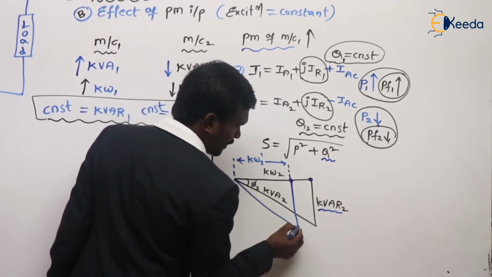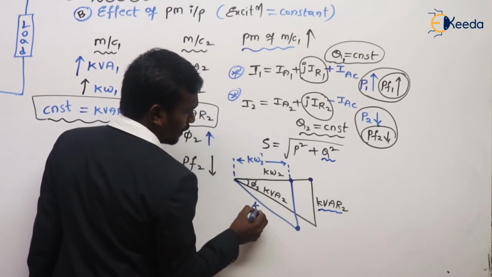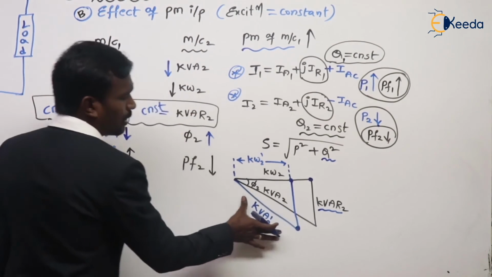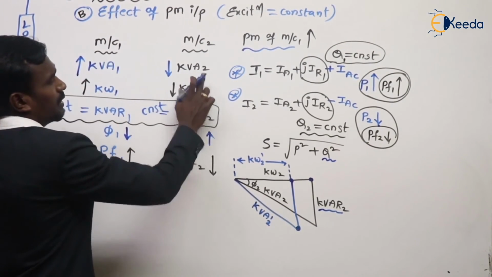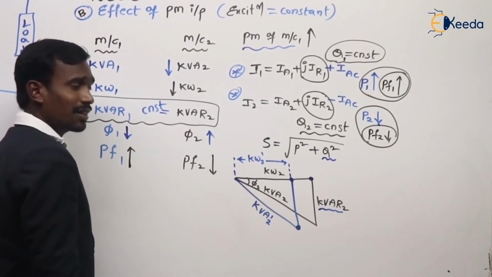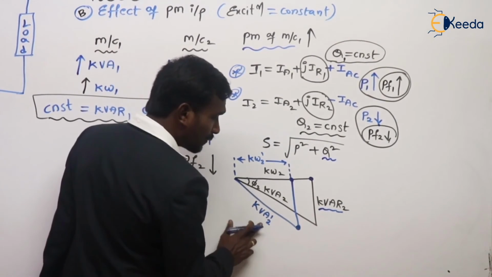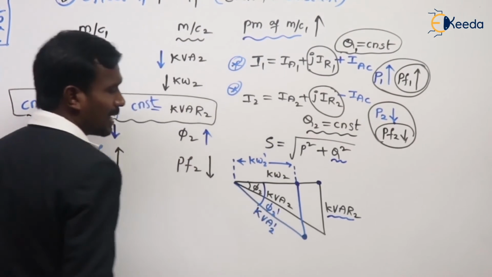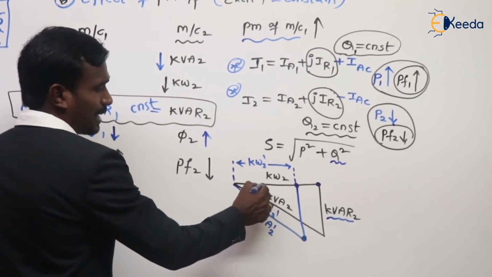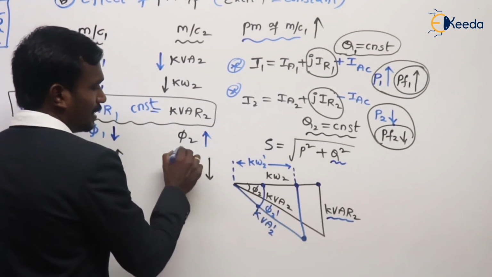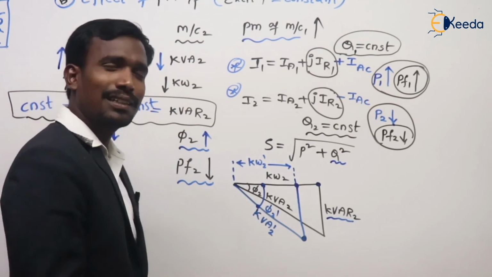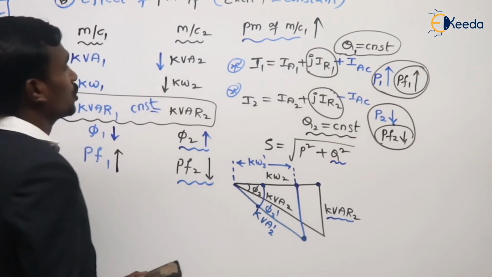The active component decreases. Then what happened to the apparent kVA? See, the magnitude of kVA decreases. Of course, the magnitude of kVA decreases. What happened to the power factor angle? The power factor angle increases. Then the power factor ultimately decreases. This is for machine 2.